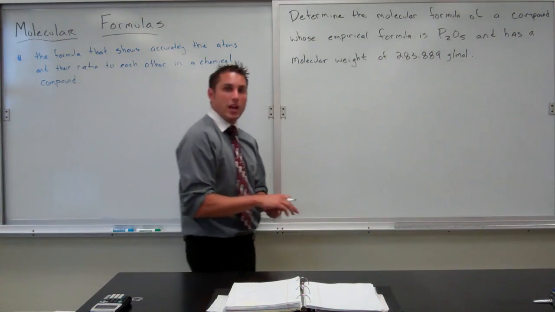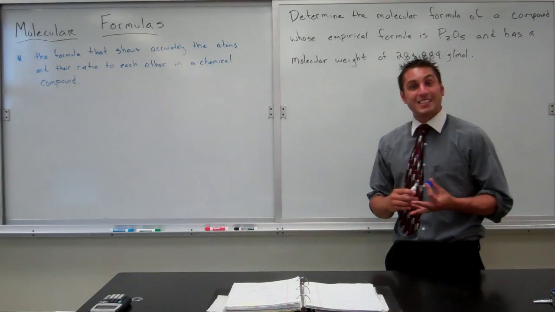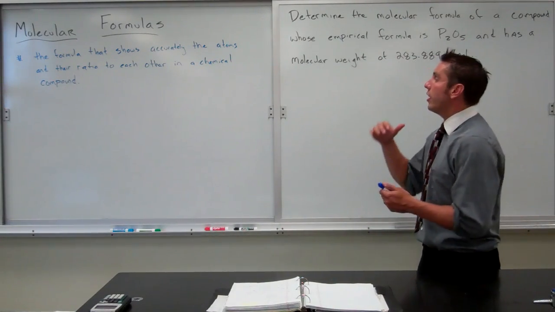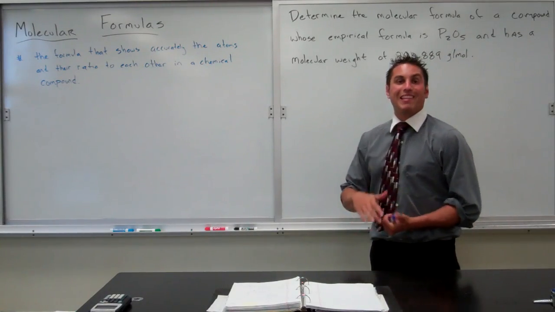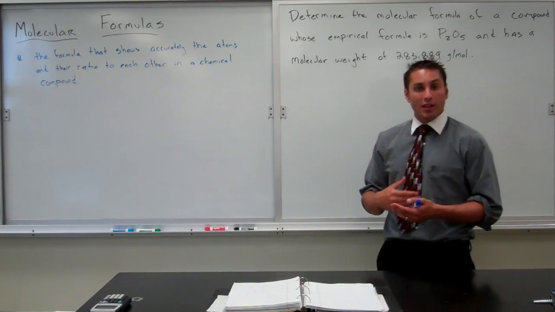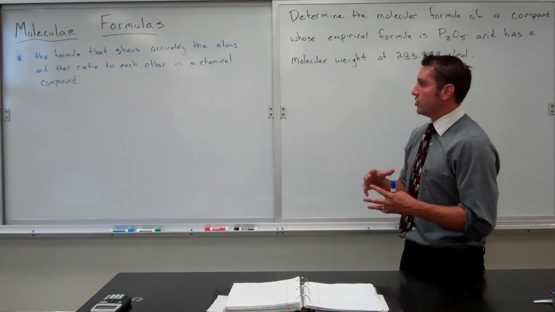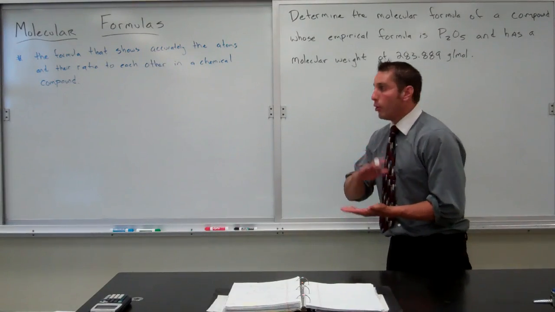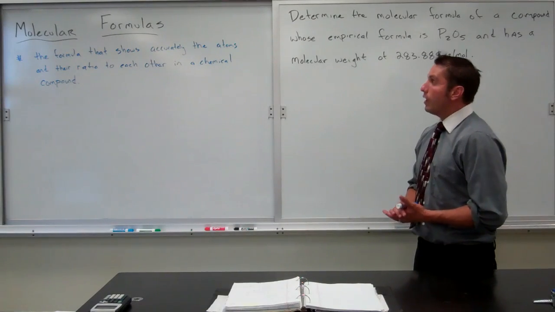So, earlier in the chapter we learned about empirical formulas. And empirical formulas were the simplest whole number ratio of two atoms to each other. The molecular formula is what the actual compound's formula is. It is not simplified. It shows, based on weight and proportion to each other, what the most reflective formula of atoms are to one another.